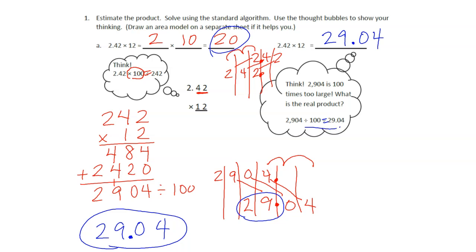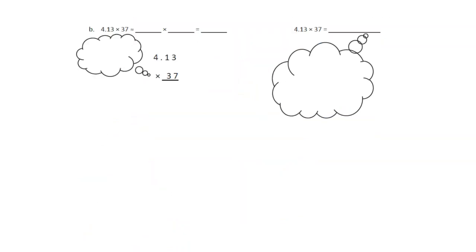All right, let's take a look at number 2 here. We have 4 and 13 hundredths times 37. We know that's around 4 times 30. And 4 times 3 is 12, times 10 is 120. So we know our answer is going to be around 120. Let's go ahead and solve for this answer.